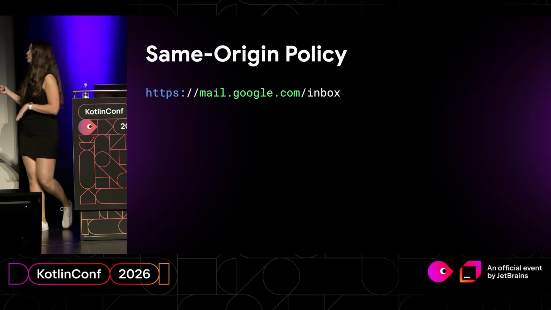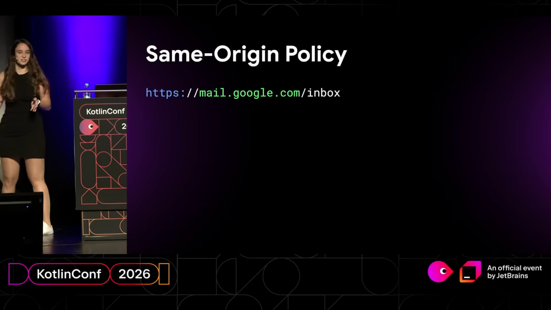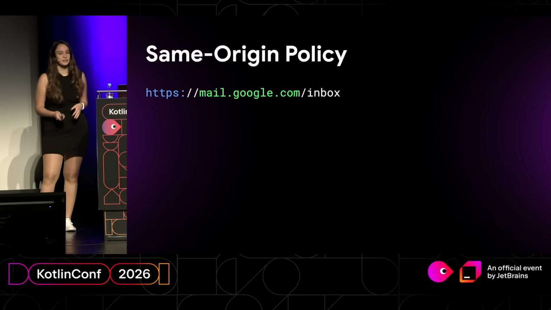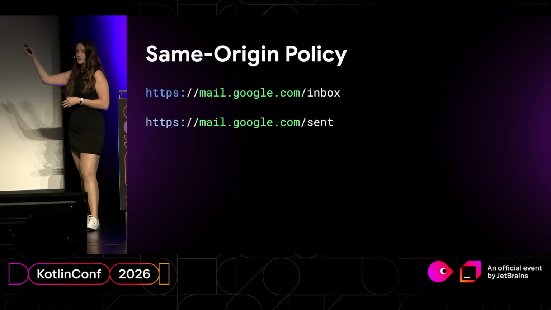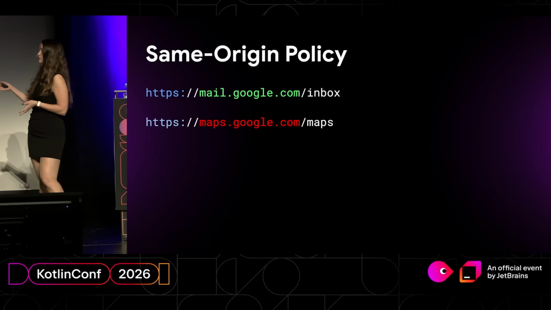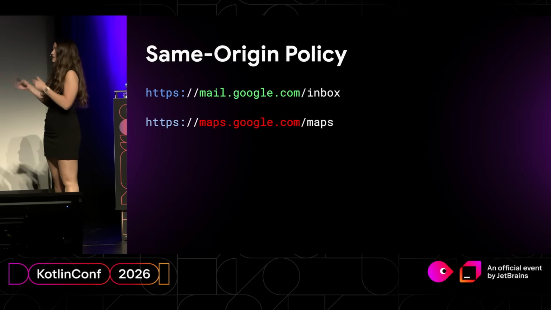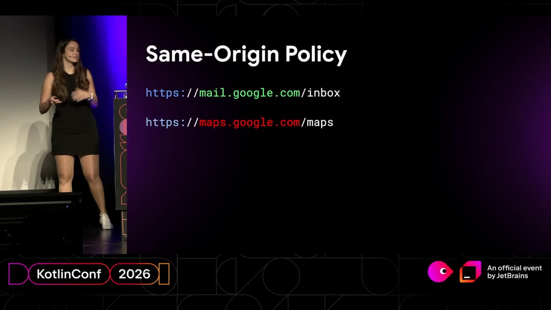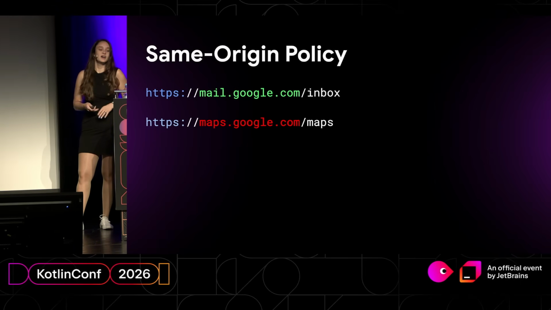For example, here we have mail.google.com/inbox. Let's say you create a database there. Then this would be accessible to mail.google.com/sent, but it won't be accessible to maps.google.com because they don't share the same origin. And that's essentially what we mean by that.